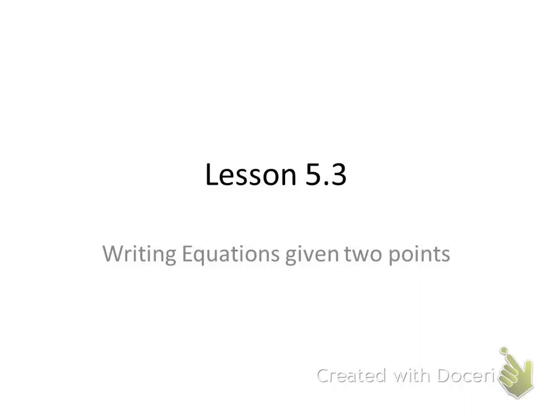Lesson 5.3, we're going to be writing equations when we are given two different points, okay? If you remember, in 5.1 we learned to write an equation in slope-intercept form. I know that slope-intercept form is y equals mx plus b. The two things I have to know in order to write an equation in slope-intercept form are m and b. So in 5.1, they started out by saying this is your slope, this is your y-intercept, and all we had to do was plug it in.